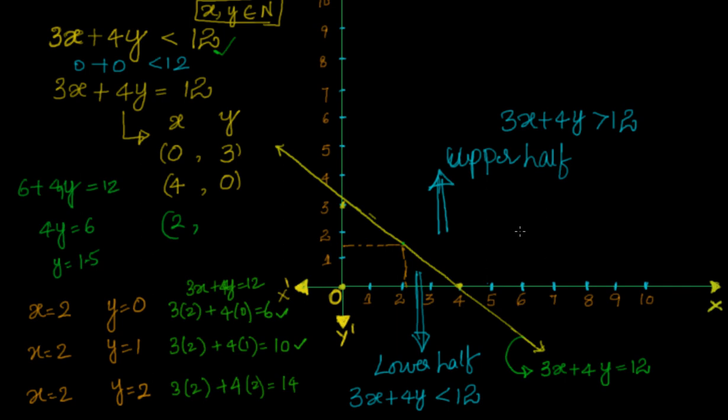Again, there are three steps. First step, draw the straight line. Second step, substitute 0, 0 and see whether the inequality is true or not. If it is true, then the half in which origin is present is the solution, otherwise the opposite half is the solution. Very simple. So in the next session we will do some simple examples based on this.